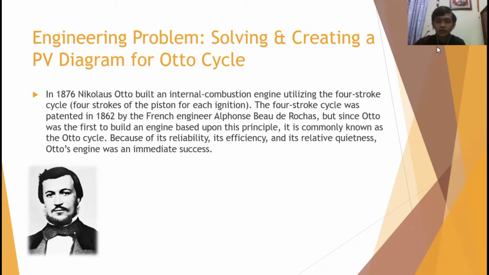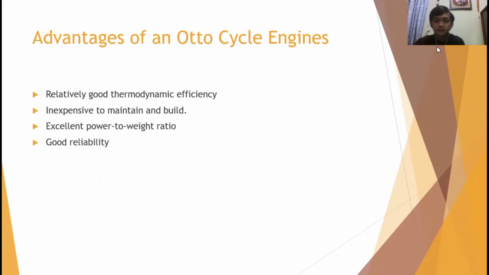The four-stroke cycle was patented in 1862 by the French engineer Alphonse Beau de Rochas, but since Otto was the first to build an engine based upon this principle, it is commonly known as the Otto cycle. Because of its reliability, efficiency, and its relative quietness, Otto's engine was an immediate success.